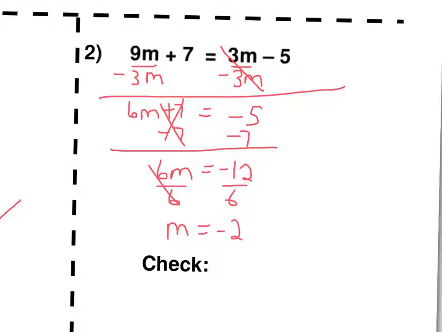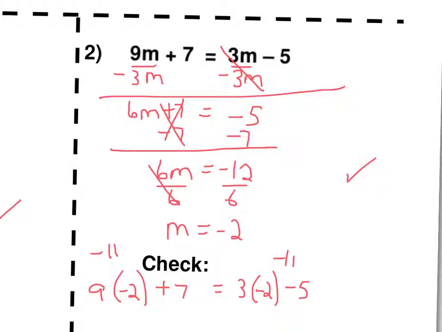And I can double check that. 9 times a negative 2, that's negative 18. Negative 18 plus 7 is negative 11. 3 times a negative 2 is negative 6. Negative 6 minus 5 is also negative 11. So it checks out.